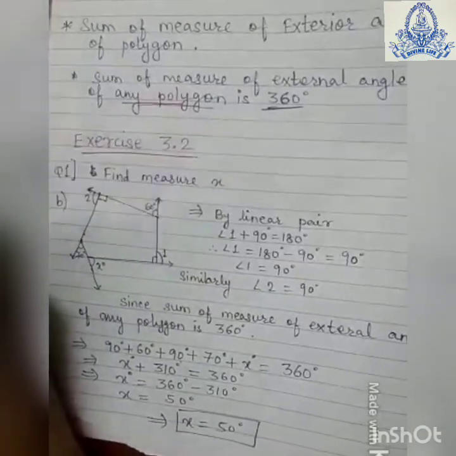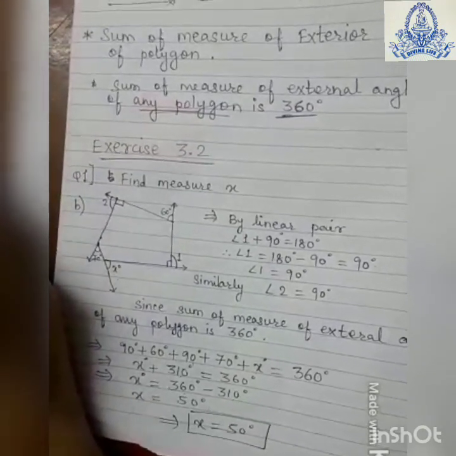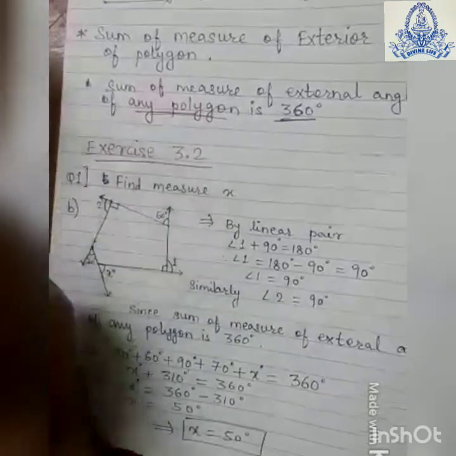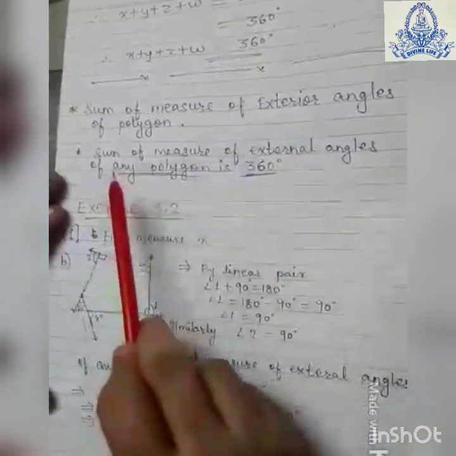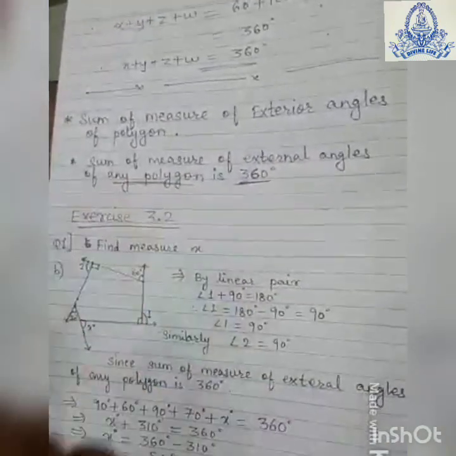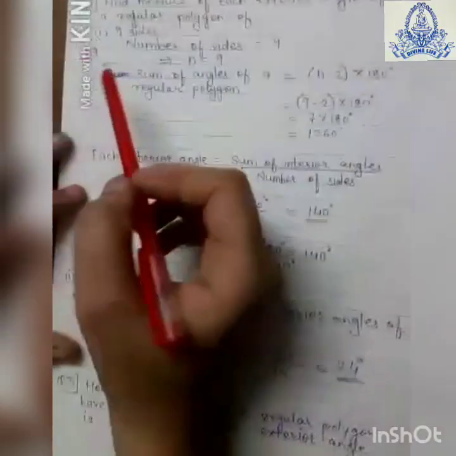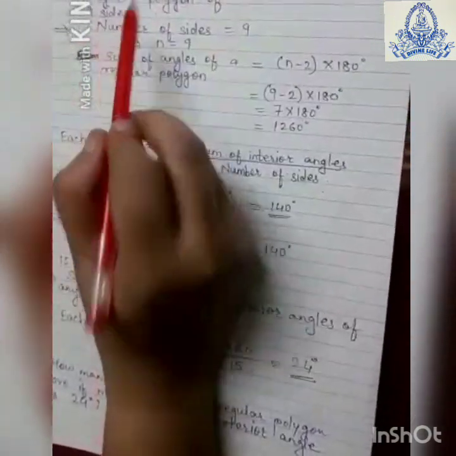That is angle sum property. For an n-sided polygon it is (n minus 2) into 180 degrees. And the sum of the measures of the external angles of any polygon is 360 degrees. Now see the next question. Find the measure of each exterior angle of a regular polygon of 9 sides.